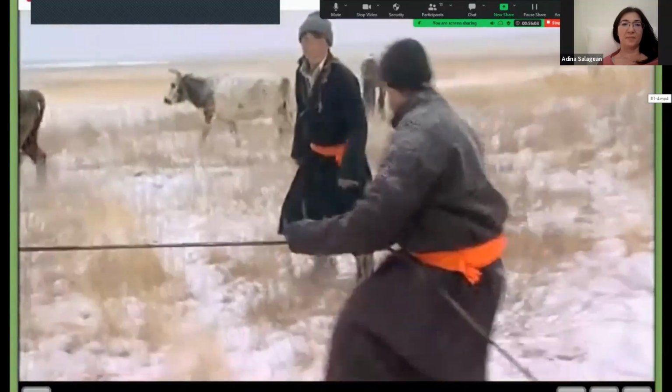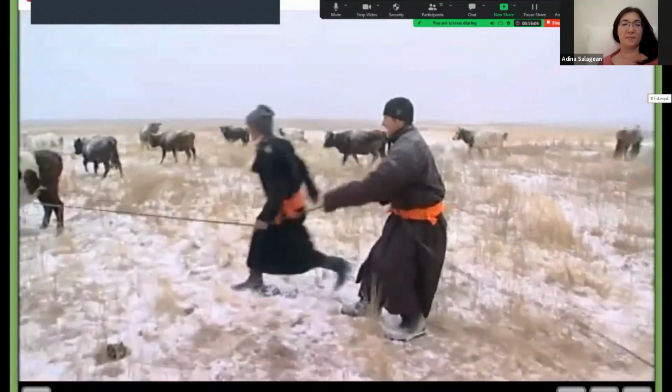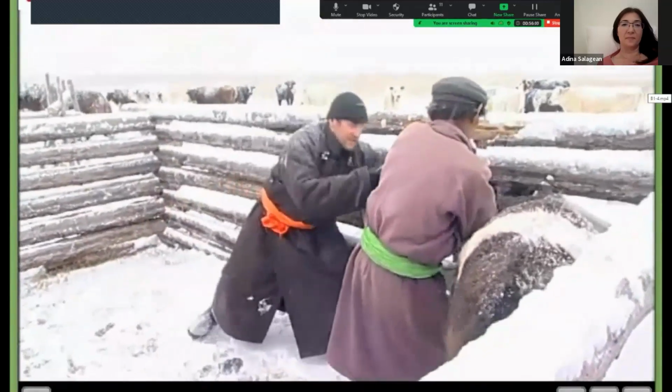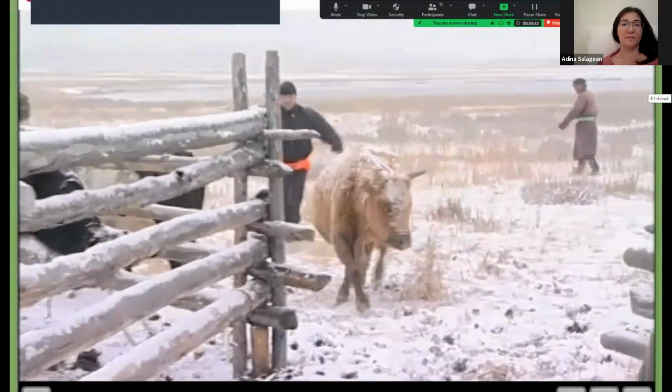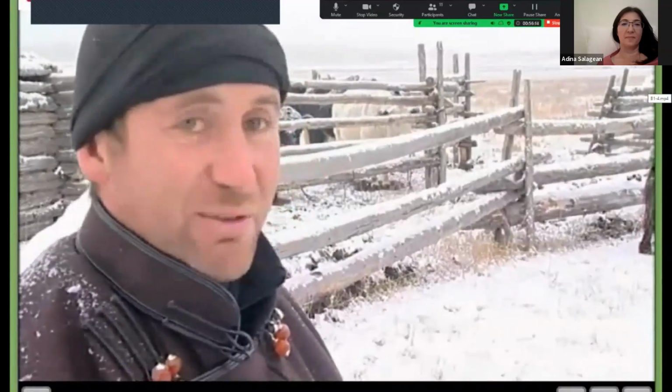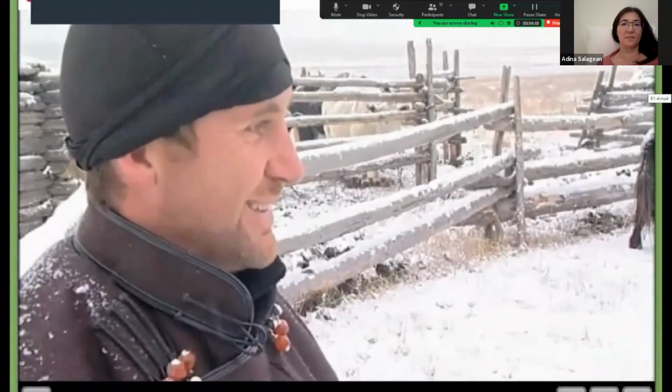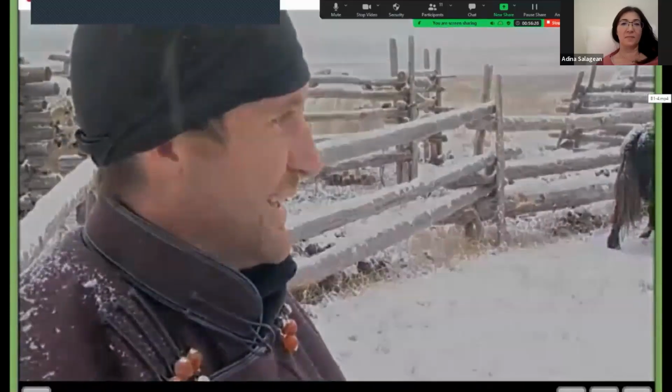The days for me soon pass in learning and watching the routine of camp life. Milking, herding and corralling. Still getting to grips with the language. I've no idea what's going on most of the time, but think I'm helping a little bit.